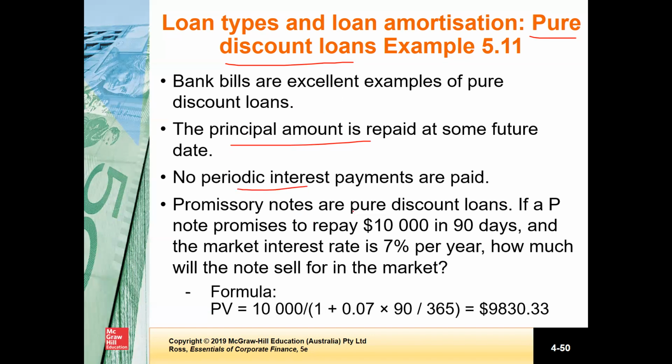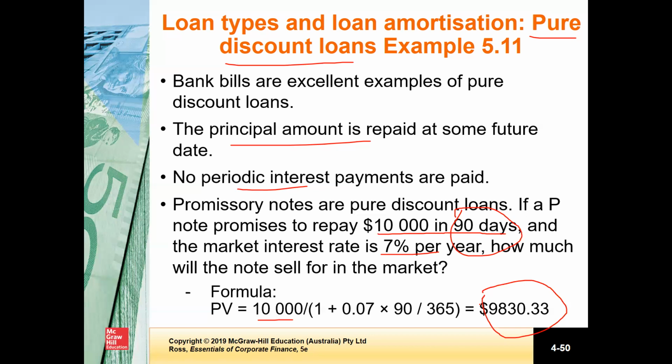A promissory note could be a good example of a pure discount loan. Let's say a promissory note is to repay $10,000 in 90 days and the market interest rate is 7%. How much will the note sell for in the market today? You can see that it's 10,000 divided by 1 plus 7% interest, and since it's a 90 days one, 90 days divided by 365, and you can see that the promissory note should be sold at 9,830 now.